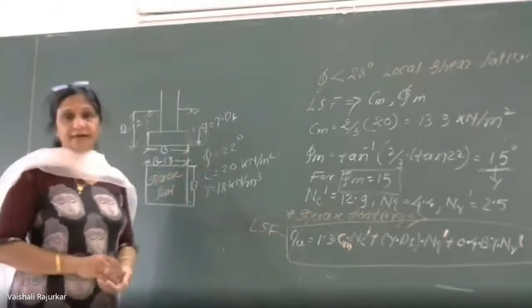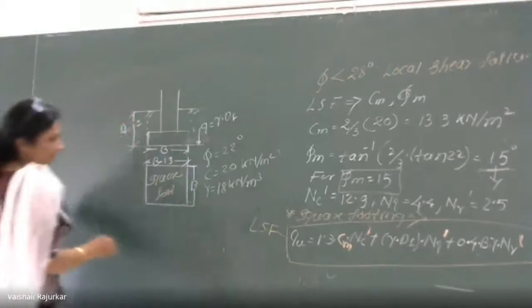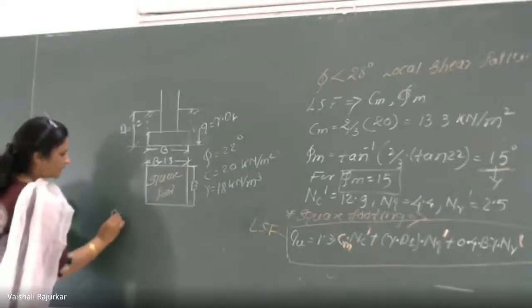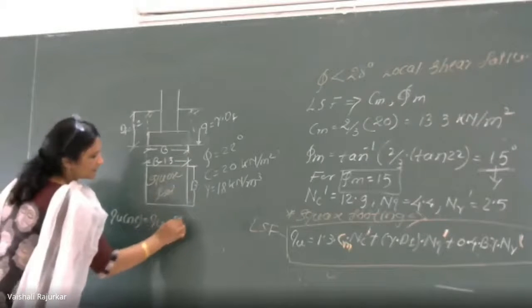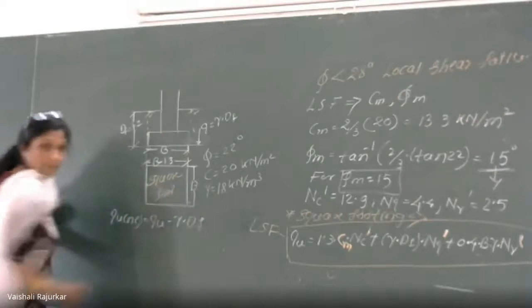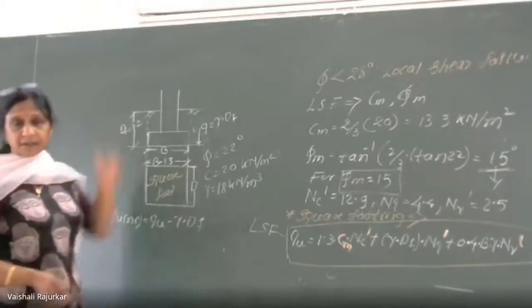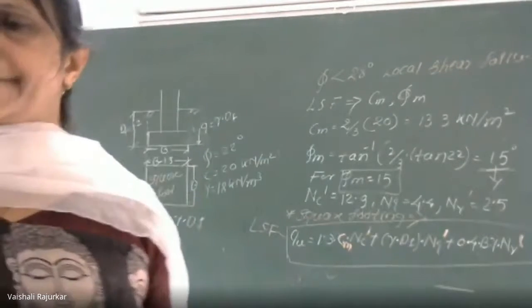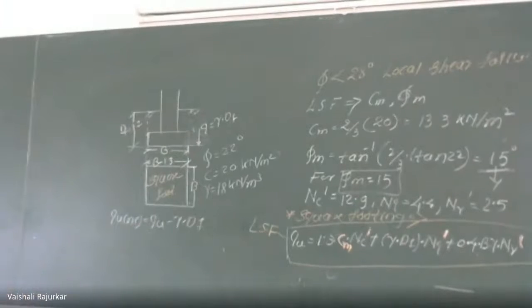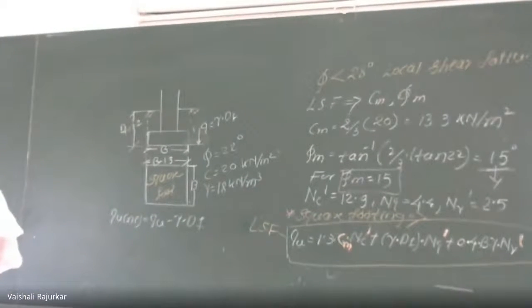Now, once you get these values, you have to put the value of q net, and that is qu minus gamma into Df. Assume factor of safety of 3. Just calculate it and tell me what is the value of qu. Just put it into the text box.